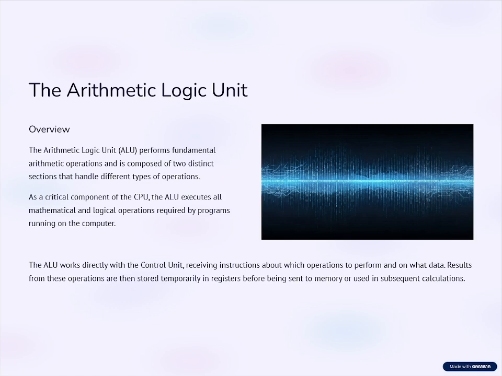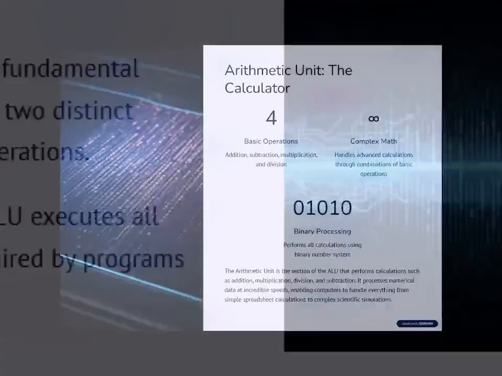So the ALU works directly with the control unit, which works by receiving instructions about which operations to be performed and what kind of data is to be worked on. The results from the operations of the ALU are stored temporarily in the register before being sent to the memory, and they are used in subsequent calculations.